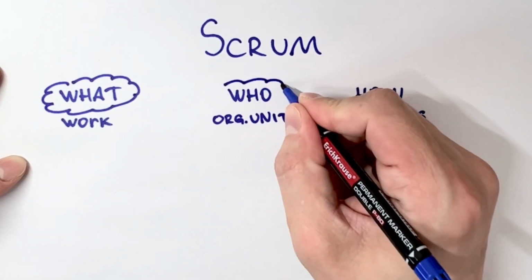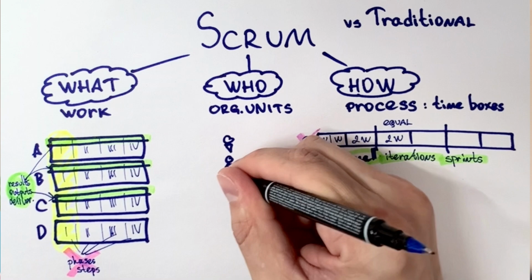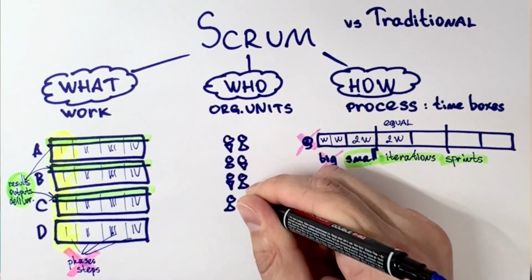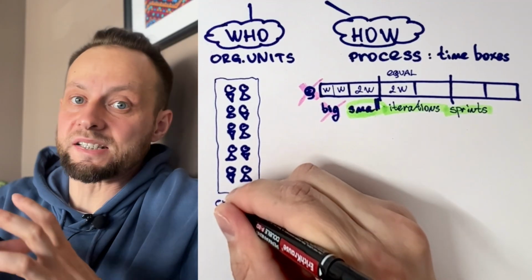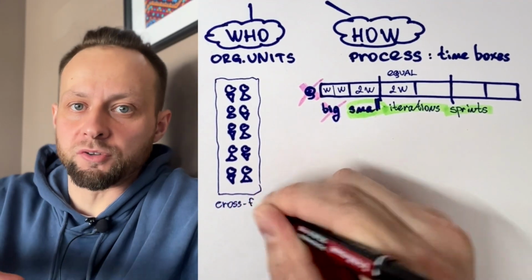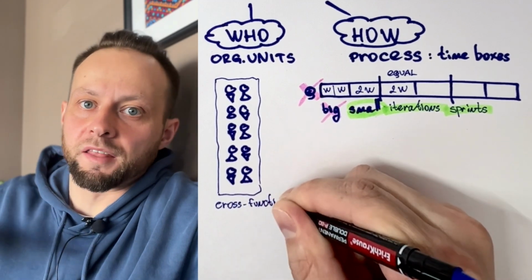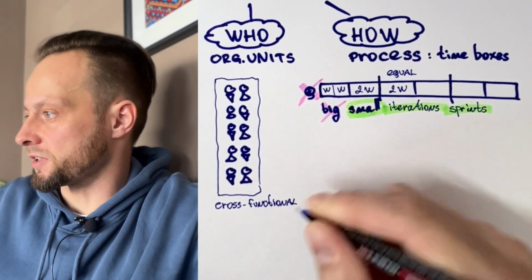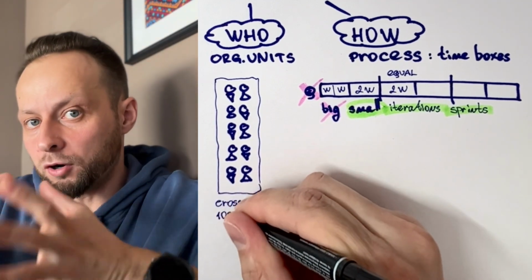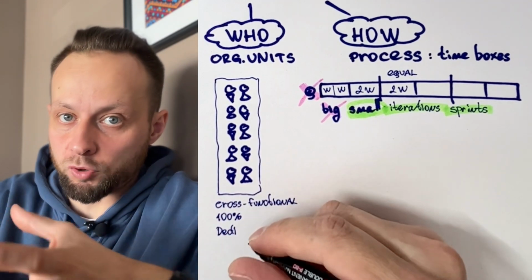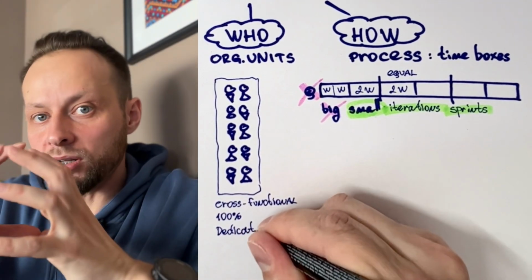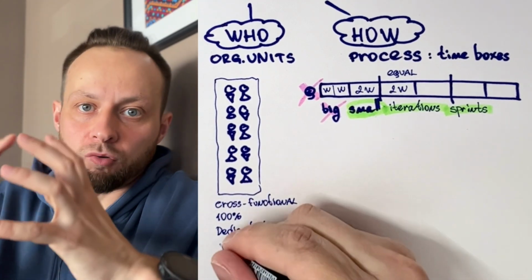And the third question is who is going to do the work, and into what units people will be organized. Here, instead of traditional teams and functional departments and competency managers, we organize people into cross-functional stable teams. They are not shared across different projects. They are not scattered across different initiatives. They are focused on one objective, on one product or one project, and act as stable, 100% dedicated cross-functional teams with fewer dependencies.